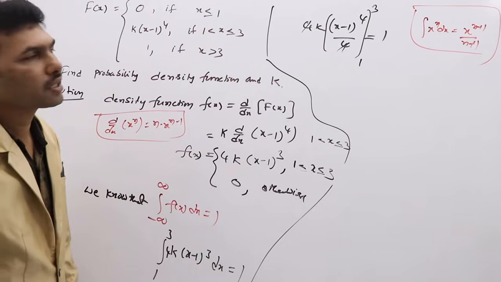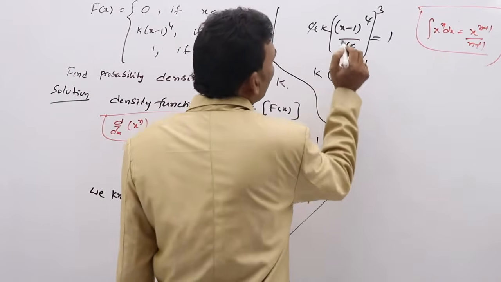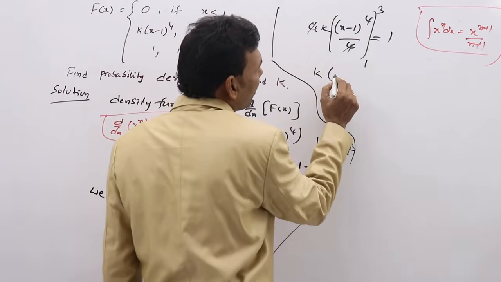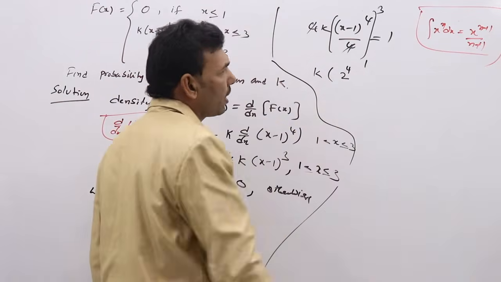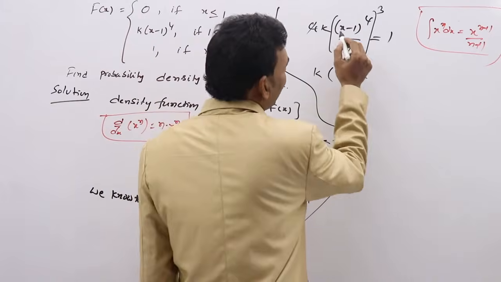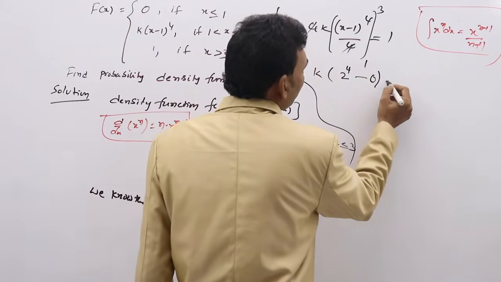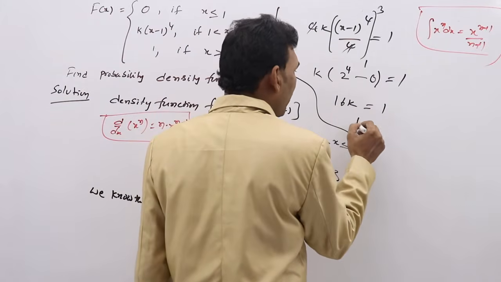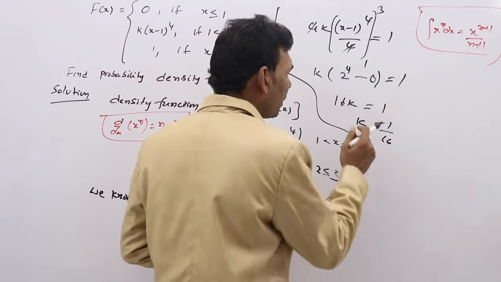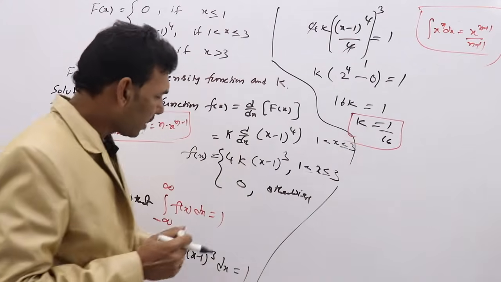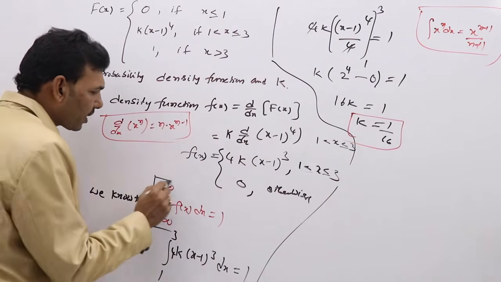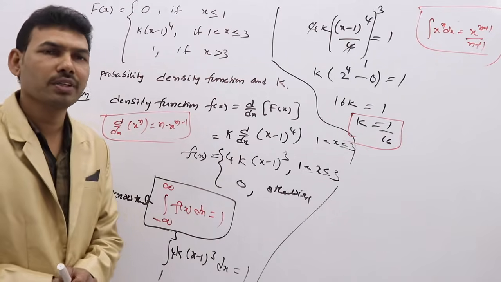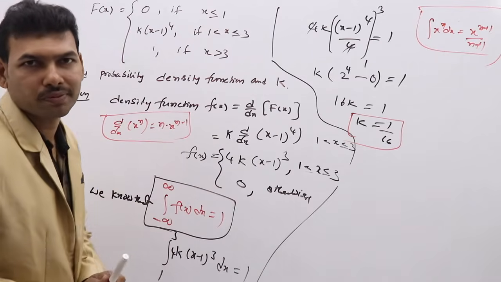Now k into, write in the place of x first 3. If you write 3 in the place of x, what you will get? 3 minus 1 is 2, 2 power 4. Minus, write in the place of x 1, 1 minus 1, 0. So 2 power 4 we know is 16. 16k equals 1. So finally k equals 1 by 16. In continuous distribution, this is the most important formula to calculate any constant value for a given density function. Are you clear? Any doubts anywhere you may express.